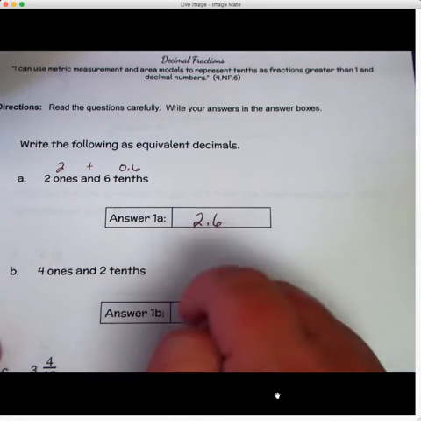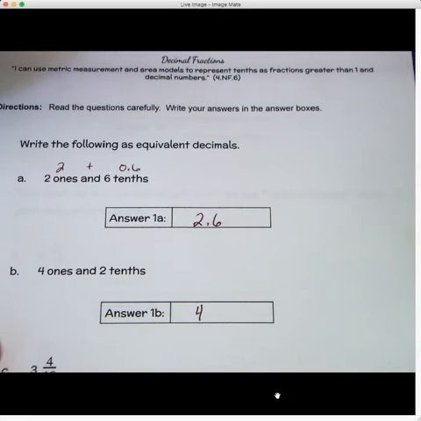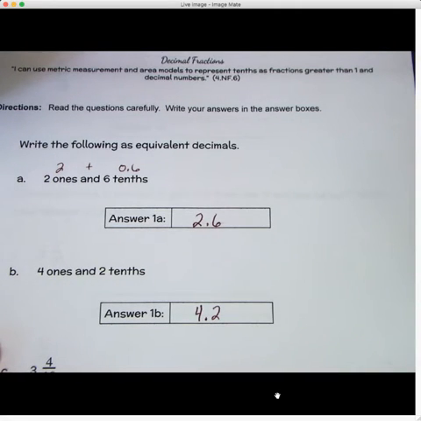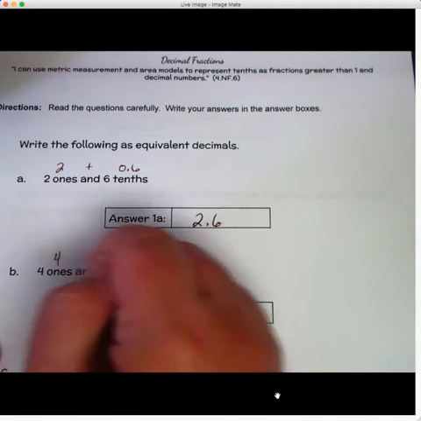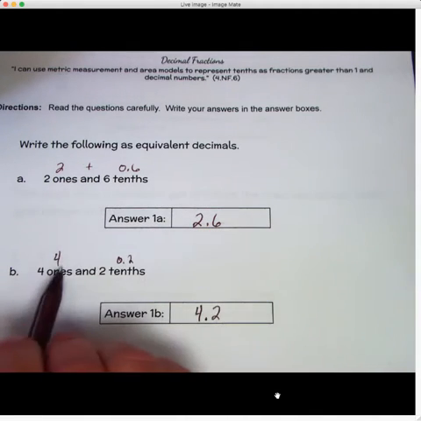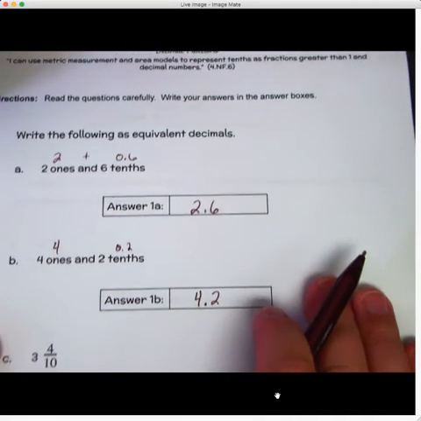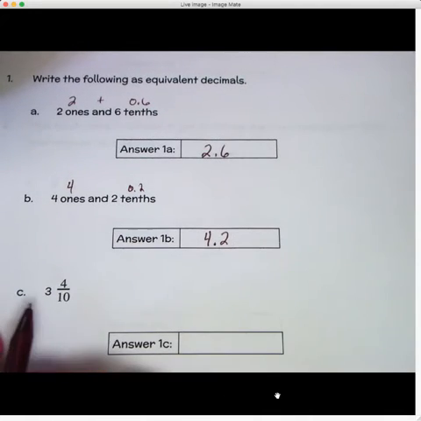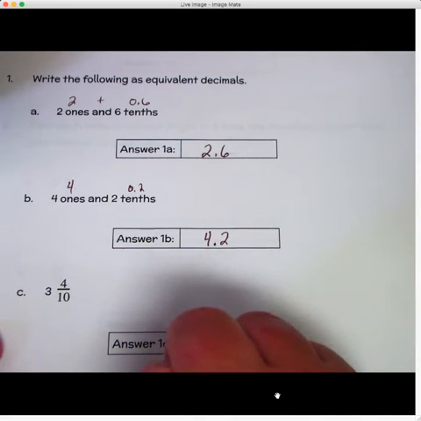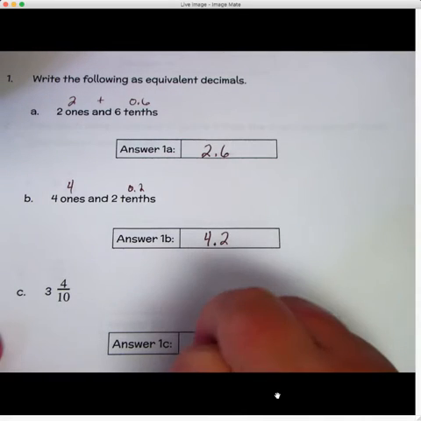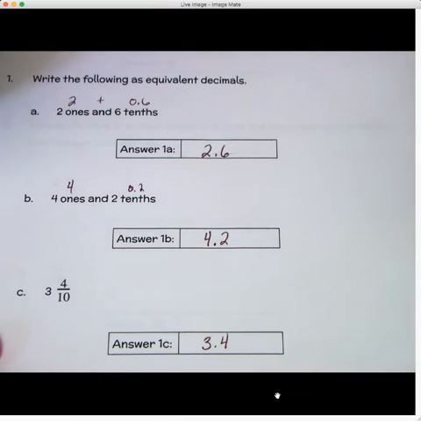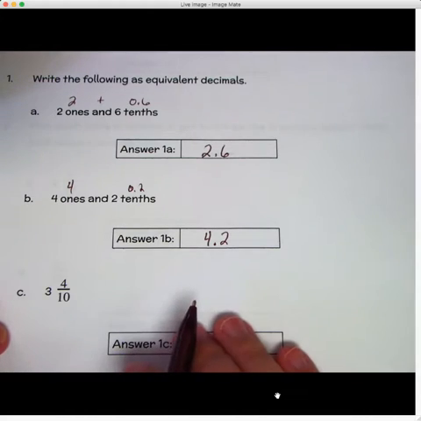4 ones and 2 tenths. 4 and 0.2. If we add them together, we get 4.2. 3 and 4 tenths. Our whole number is 3. What does 4 tenths look like as a decimal? 4 in the tenths place. Okay? So that's super duper easy, isn't it? Okay, moving on.